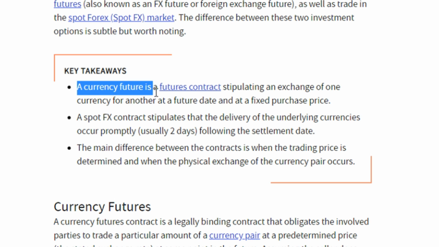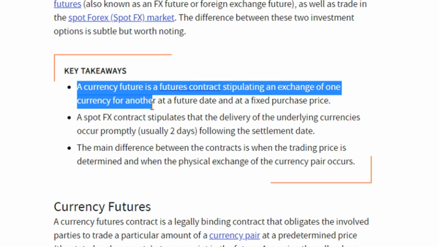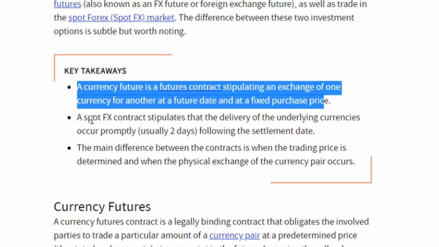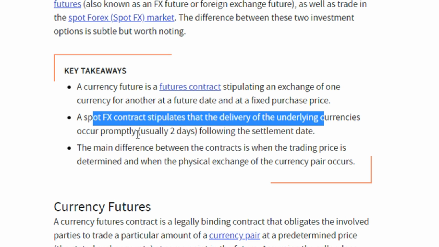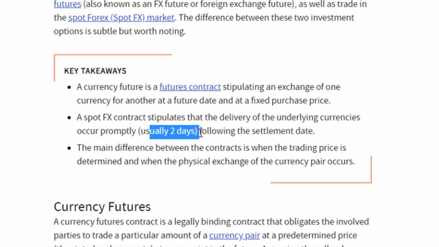So a currency future is futures contracts stipulating an exchange of a currency for another at a future date and a fixed purchase price. A spot FX contract stipulates that the delivery of the underlying currencies occur promptly, usually 2 days following the settlement date, so it takes more time.